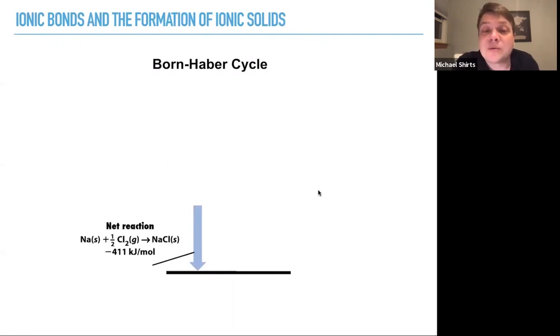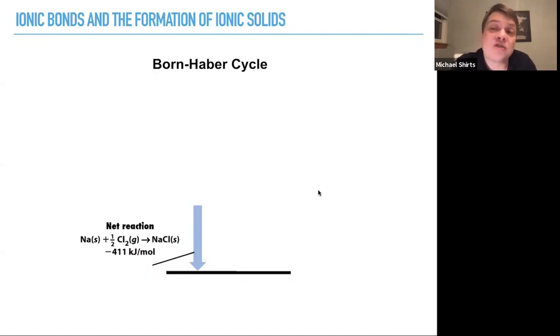So the net reaction we're interested in, if we're looking at heats of formation, is sodium solid, that's the most stable form of elemental sodium at one atmosphere pressure, 25 degrees C, and half a mole of chlorine gas. Chlorine gas is Cl2, combined to form sodium chloride. That is favorable. Sodium chloride likes to form. And so that's the net reaction that we're interested in.